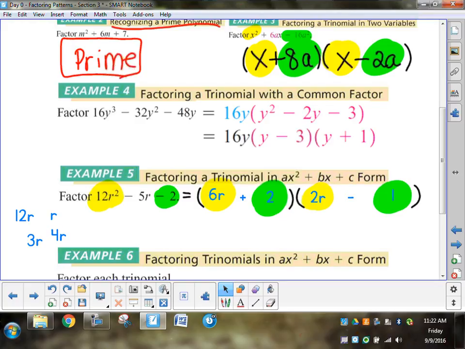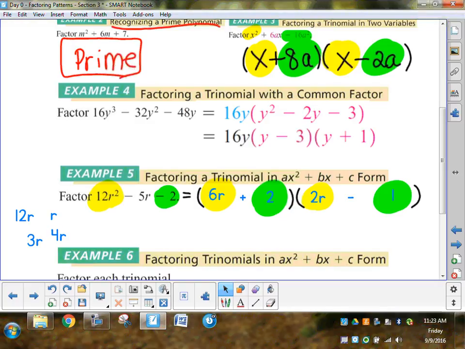So my first terms, does that give me 12r squared? Yes. The outside terms are going to give me 6r, and then negative 6r. And the inside terms give me, so negative 6r plus 4r would leave me with how much? Negative 2r. What am I looking to have? Negative 5. So did that work? So guess what we're going to need to do? Try again.